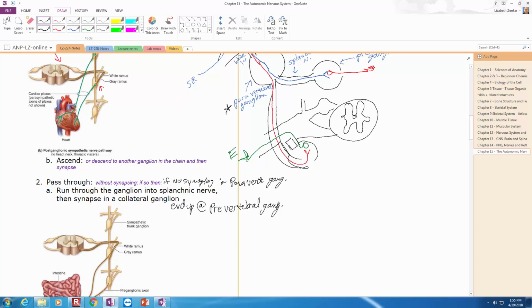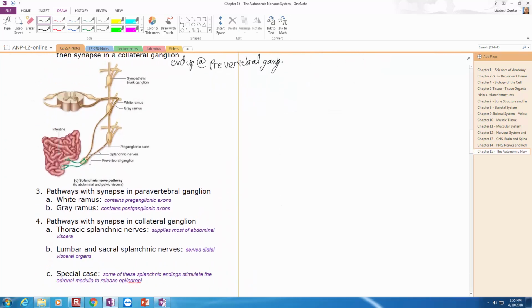All right, then we have pathways with the synapse in the paravertebral ganglion. We talked about the white ramus, so this is where it is just written out in your notes as white and gray rami. The white and gray ramus communicans contains, for white, the preganglionic axon only. For the gray, it's going to be the postganglionic axon, so that makes sense when you draw your axons in the previous picture, right? So white is always in, gray was always out, okay?